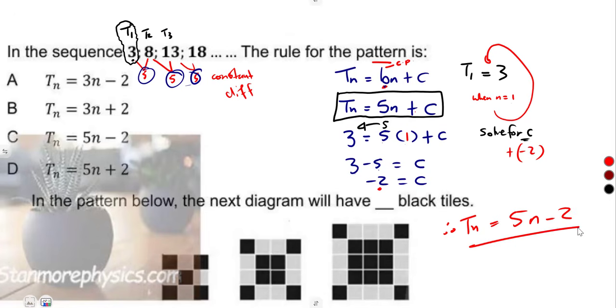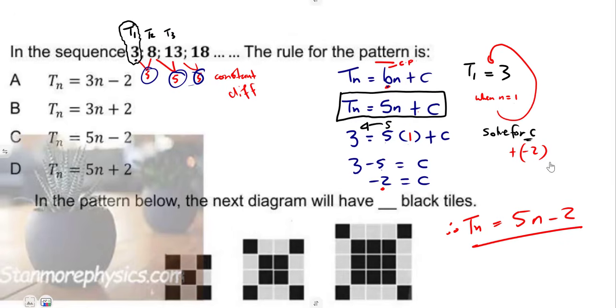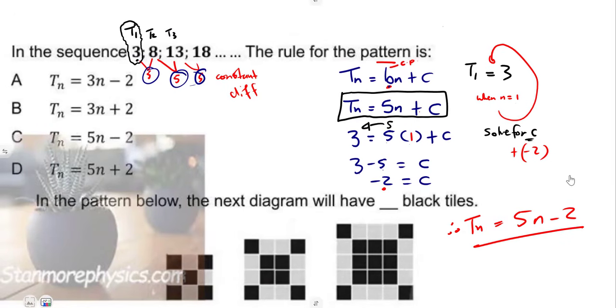Minus 2. So this is our Tn. And the best answer, having 5n minus 2, was going to be C. There are so many ways, but this is the basic way, where it was originally taken from. So you can have other shortcuts, which is okay. But that is it.